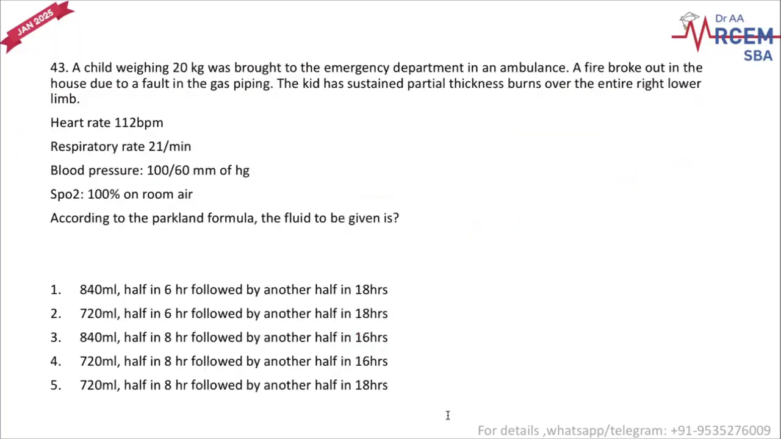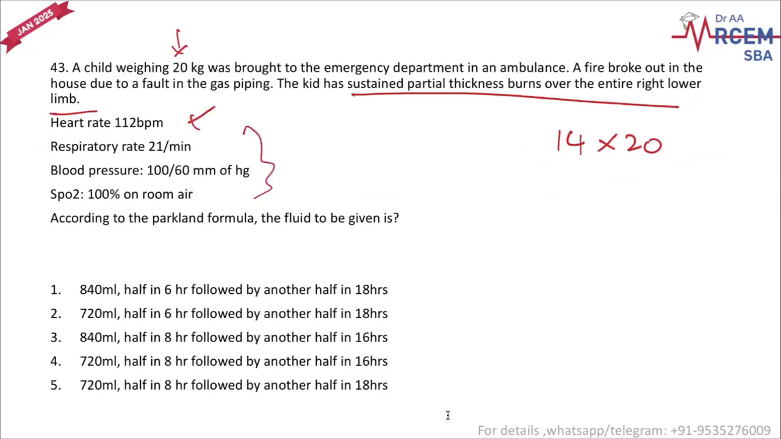A child weighing 20 kgs was brought to the emergency department in an ambulance. A fire broke out in the house due to a fault in the gas piping. The kid has sustained partial thickness burns over the entire right lower limb. Entire right lower limb in a pediatric age group is considered 14%. And he's weighing 20 kgs. Heart rate, there is some amount of tachycardia. Otherwise, this patient is completely stable.